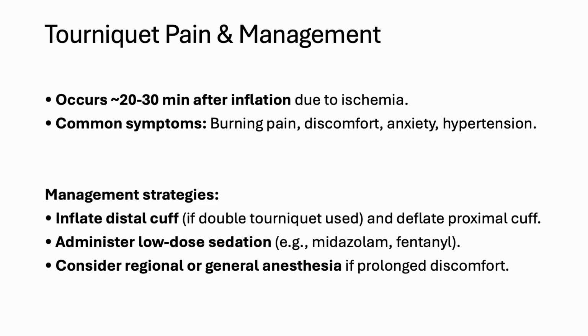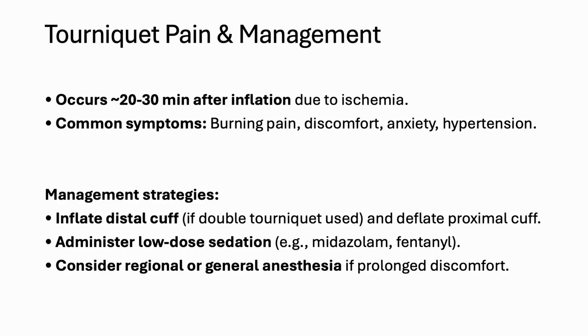All right. So tourniquet pain and management, I'm not sure if any of you guys have ever had a patient that has a tourniquet on under general anesthesia, and about that 60-minute mark, they start to really show some signs of sympathetic activation because of that tourniquet pain. It's pretty serious. So this also happens with the Bier block. It occurs usually 20 to 30 minutes after inflation due to that ischemia. Common symptoms are burning pain, discomfort, anxiety, hypertension.